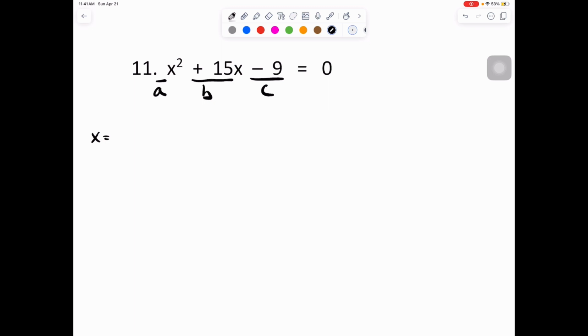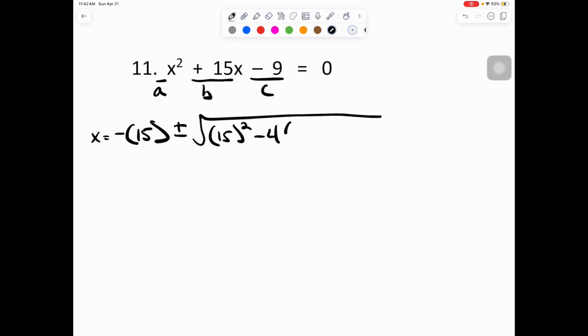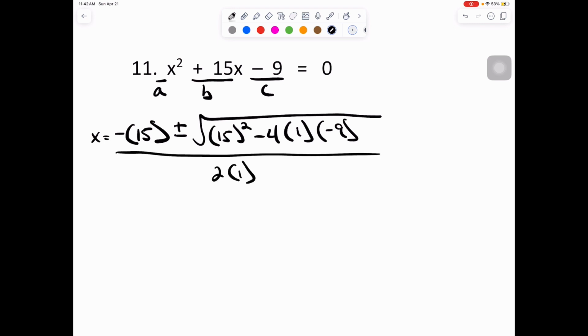All right, we have x equals, bring that negative, open up, put in our b of 15, bring down your plus minus, open up that radical. We have that b squared, so we'll put in our 15, close it, square it, minus 4 times a, which is 1, times c, which is negative 9. We will set that over 2 times a, so we'll set that over 2 times 1, and I'll walk you through the computation just a little different this time.